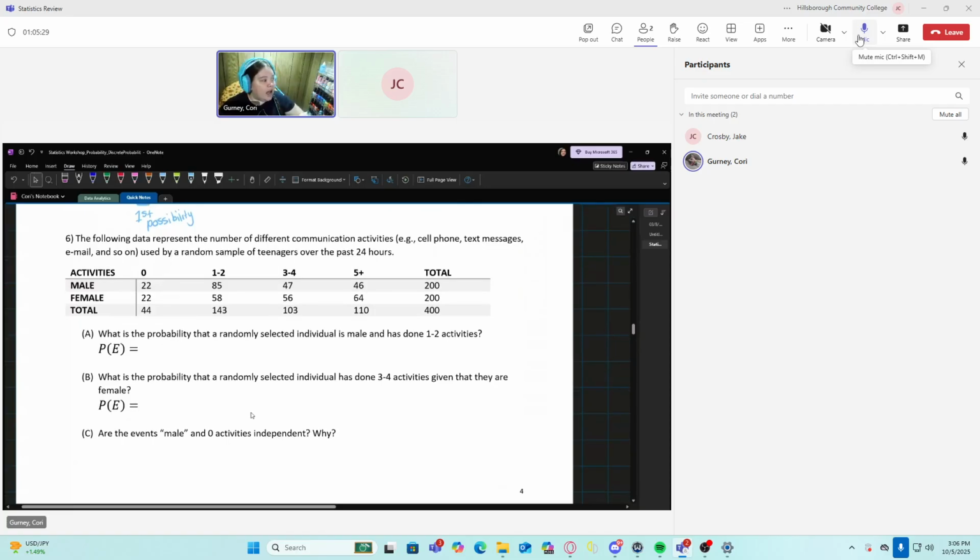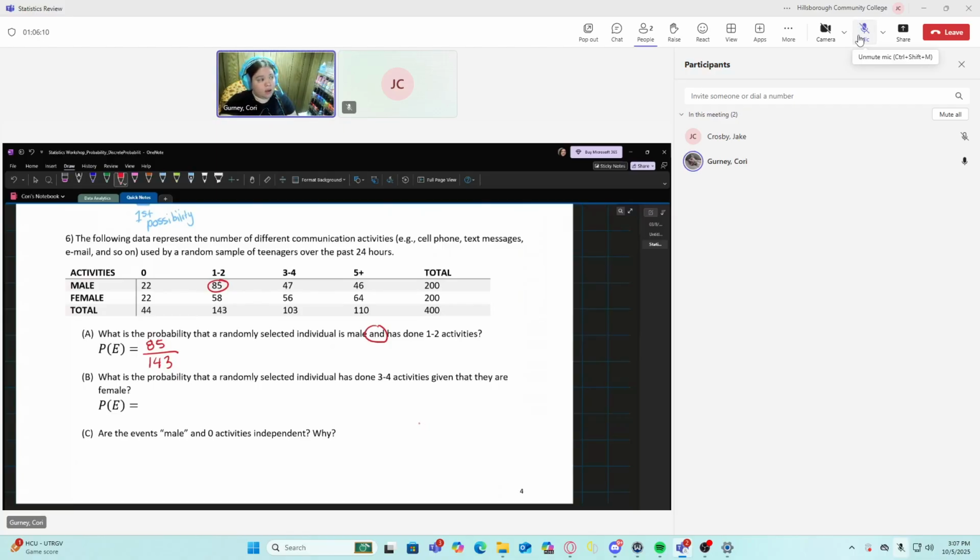I know we're out of time for the workshop, but I just wanted to show you real quick the given, because I did put a chart in here for it. So the first one says, find the probability that an individual is male and has done 1 to 2 activities. So we go to male, and 1 to 2 activities. That would be 85 out of the 143. Okay, so it wouldn't be out of the entire total. It'd just be out of the total that already did 1 to 2 activities.